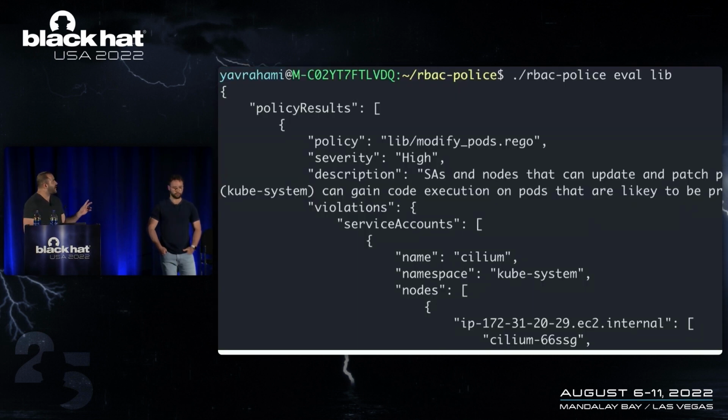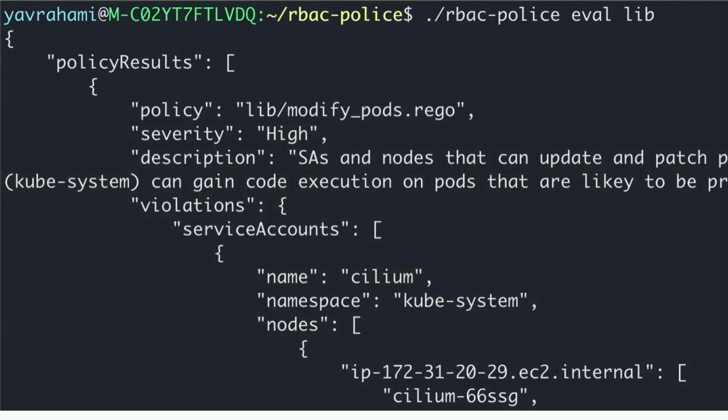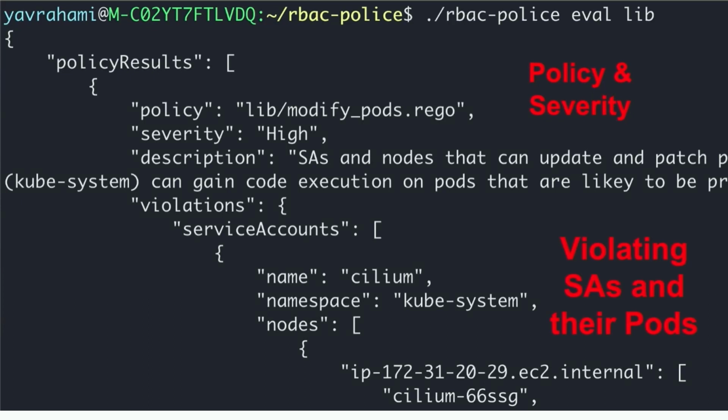And this is what the output looks like. At the top, you have the policy and the severity. In this example, it's a policy that searches for identities that could launch a privilege escalation attack by modifying pods. At the bottom, you can see the violated identity that has the problematic permission that enables the attack, and the pod that actually has this service account. So you can run RBAC Police also today to quickly identify those trampoline pods and the risky permissions in your cluster.